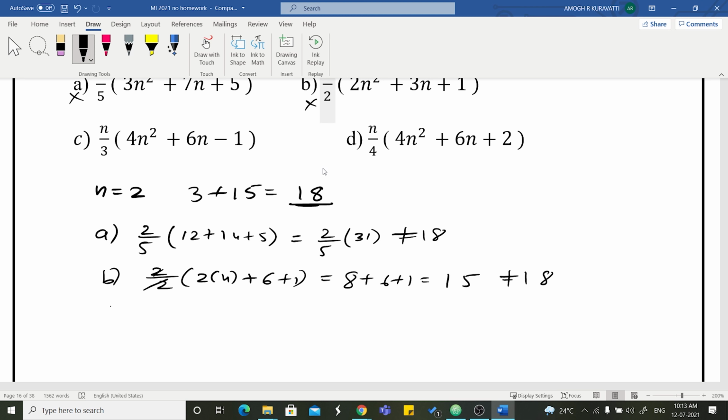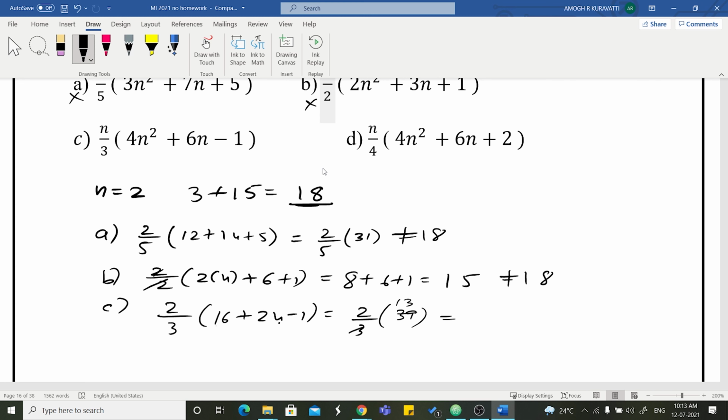Option C. Put n is 2. 2 by 3. N value 2 square, 4 fours are 16. 6 fours are 24, minus 1. So that 2 by 3. 16 plus 24, 40. 40 minus 1, 39. Correct? Yes. 3 ones are 3, 13s are. Correct?